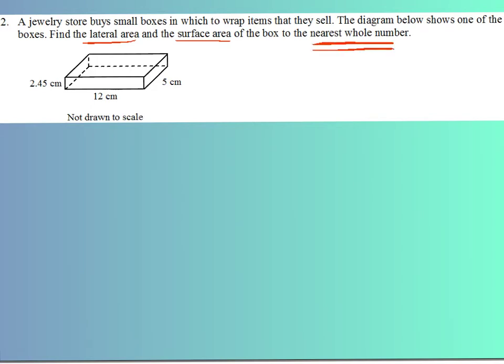Alright, well, we know for a rectangular prism that lateral area is equal to perimeter times height, and it's the perimeter of the base. So if I determine that the bottom is my base, well then the perimeter is going to be 12 plus 5 plus 12 plus 5. Because remember, perimeter just adds up all the sides. And if the bottom is my base, then connecting the base together would be my height, which is 2.45. So I'll put that on the outside.